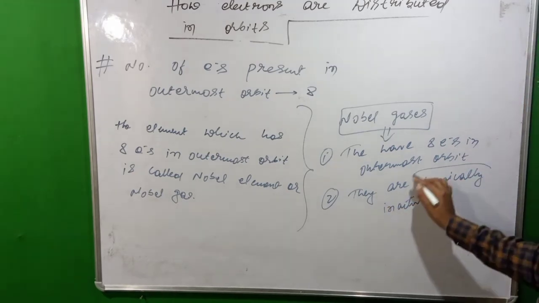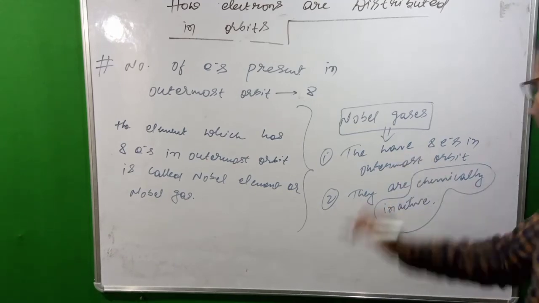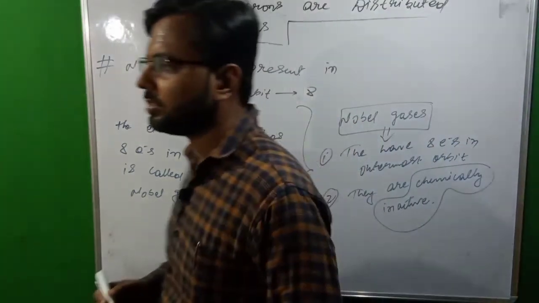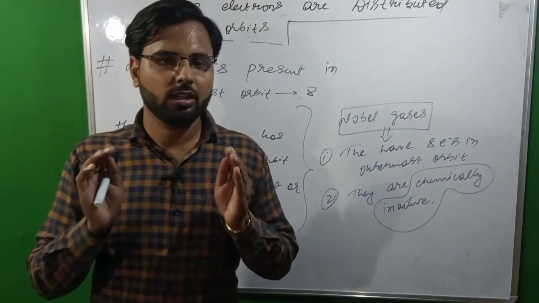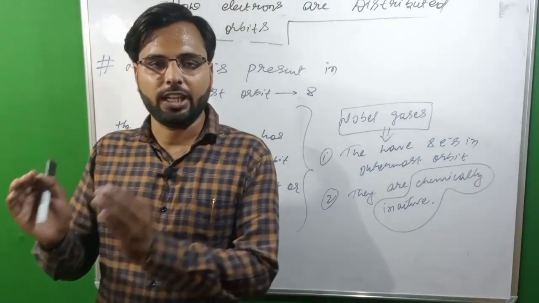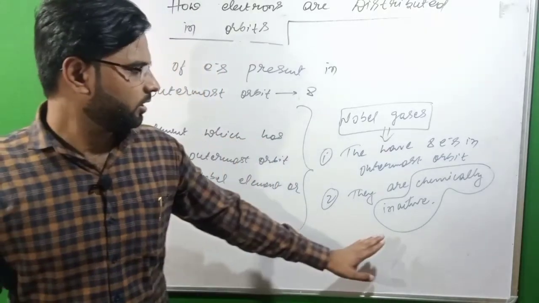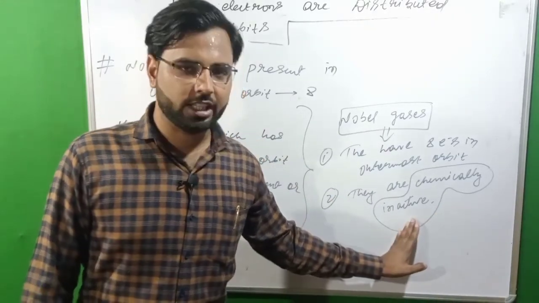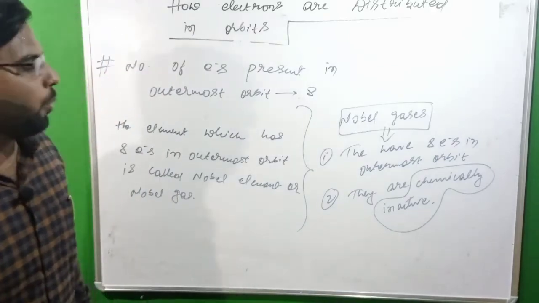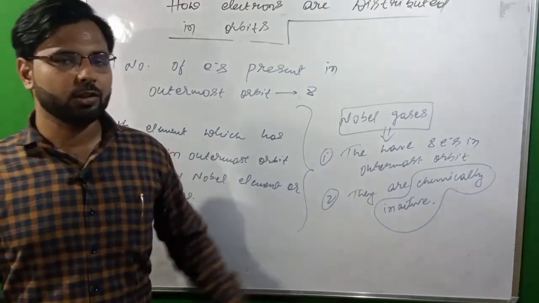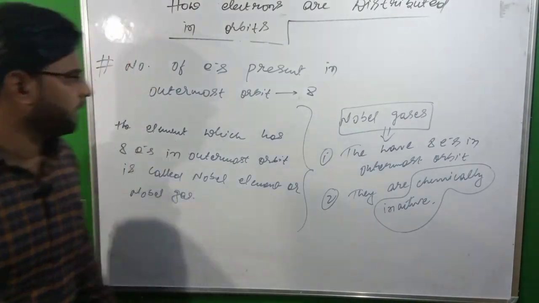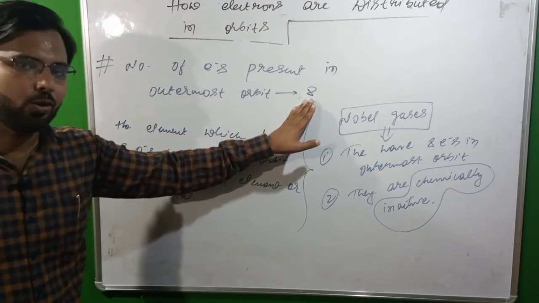What does this statement mean, chemically inactive? This statement means the element or the gas will not go for any bond formation with other elements or gases, right? Why will the noble gases not go for bond formation? Because they have 8 electrons in the outermost orbit.